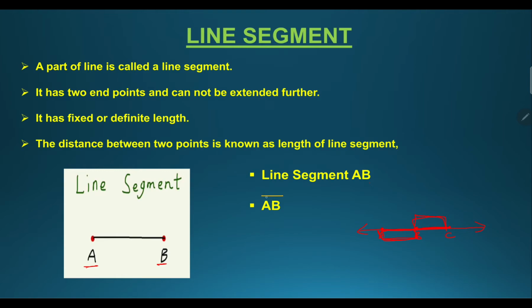Simply write down AB and just put one line on the top of the name. This is the symbol of line segment.